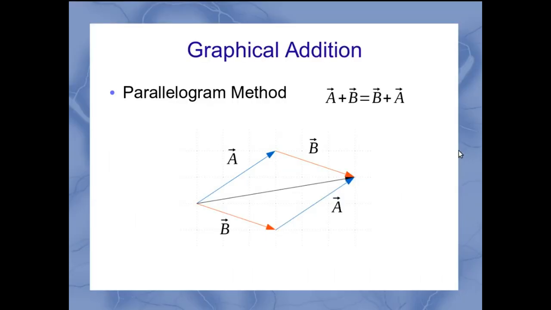So we summarize the parallelogram method of graphical addition by recognizing that it's really the combination of using the tail to head for A plus B and B plus A at the same time. And since those two vectors add up to give us the same thing no matter which order we place them in, the diagonal of our parallelogram is the sum of both A plus B and B plus A.